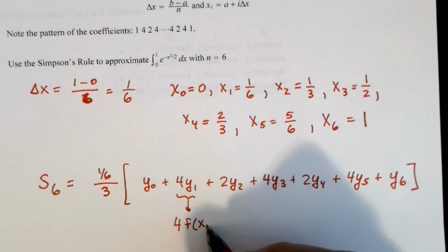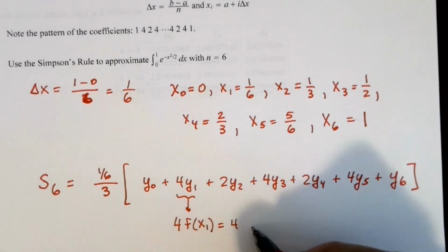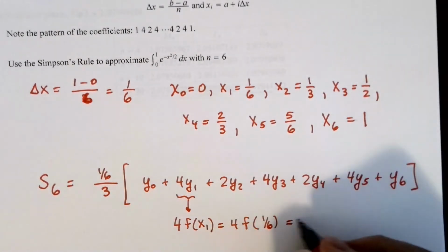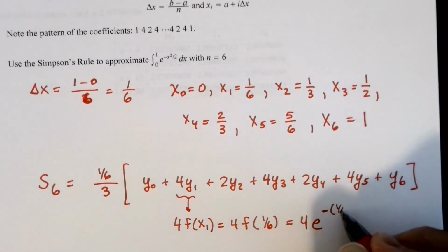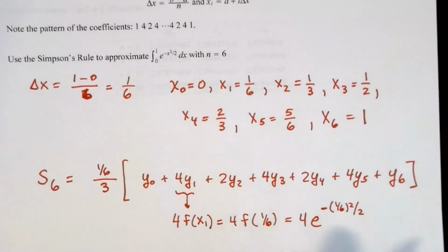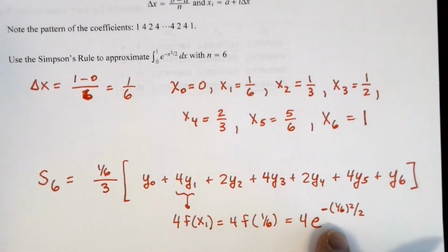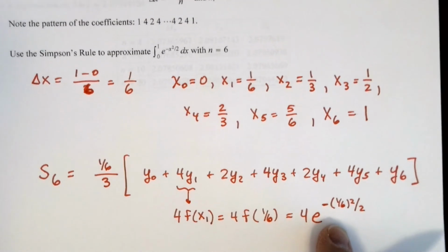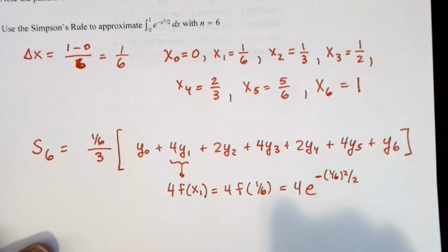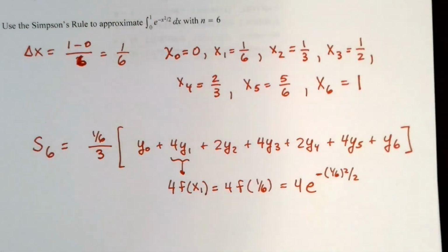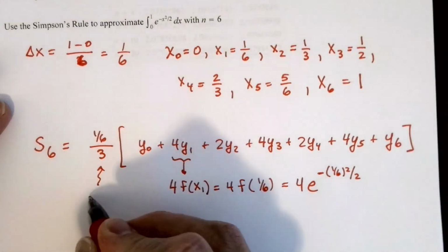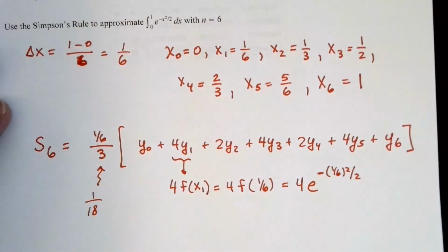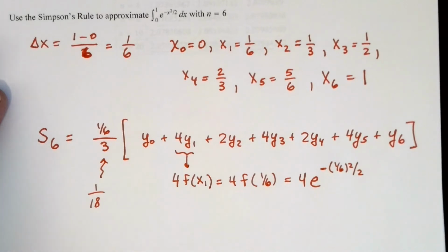Now again, our function's the same. So, for instance, 4y sub 1 would be 4 times f of x sub 1, which is equal to 4 times f of 1/6. That's x sub 1. So this would be 4e to the negative 1/6 squared divided by 2. It gets a little messy in there, so we're going to be real careful on our calculator to make sure we evaluate that correctly. I also note that 1/6 divided by 3 is 1/18. Dividing by 3 is the same as multiplying by 1/3.